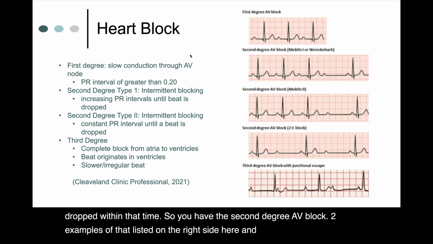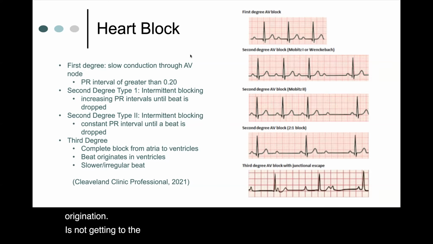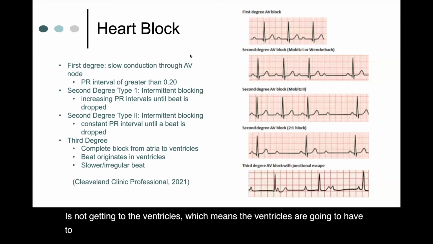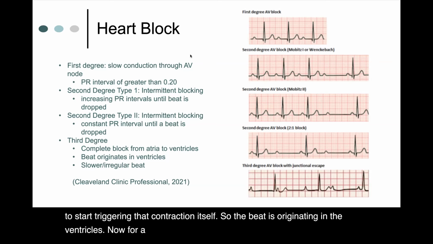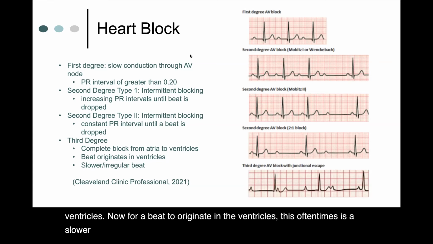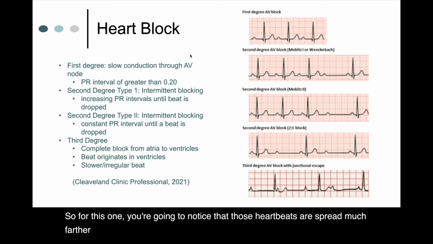And then you have third degree. So this is a complete block from the atria to the ventricles. So the origination is not getting to the ventricles, which means the ventricles are going to have to start triggering that contraction itself. So the beat is originating in the ventricles. Now, for a beat to originate in the ventricles, this oftentimes is a slower, more irregular beat. So for this one, you're going to notice that those heartbeats are spread much farther apart and the heart is beating much slower.